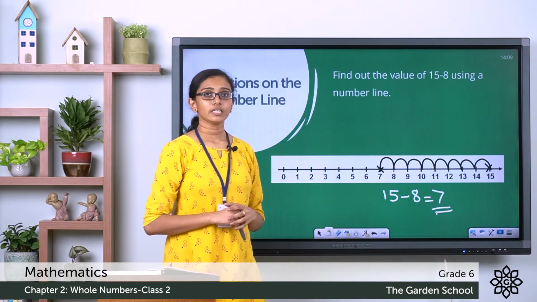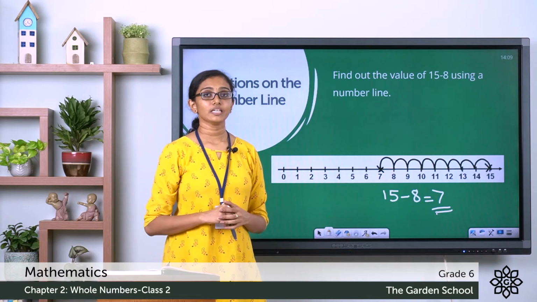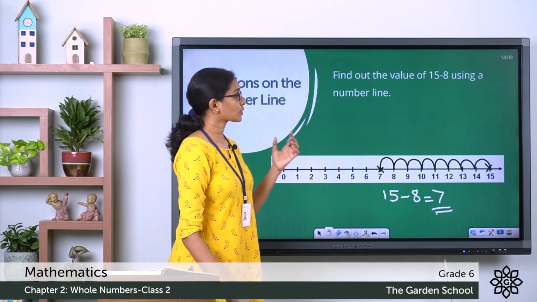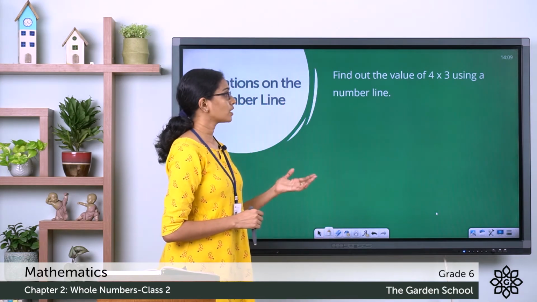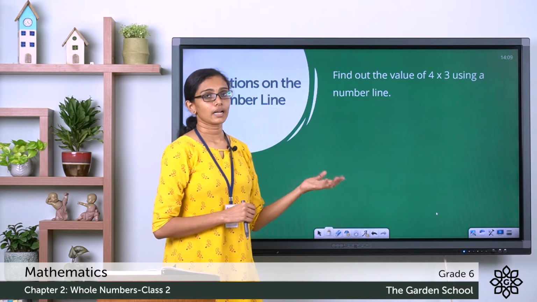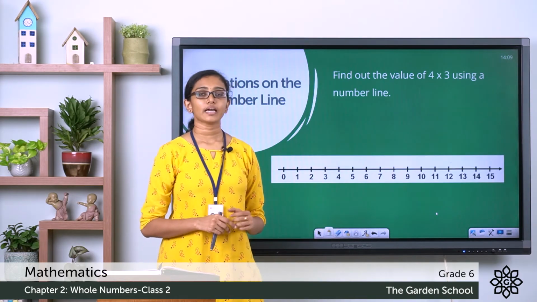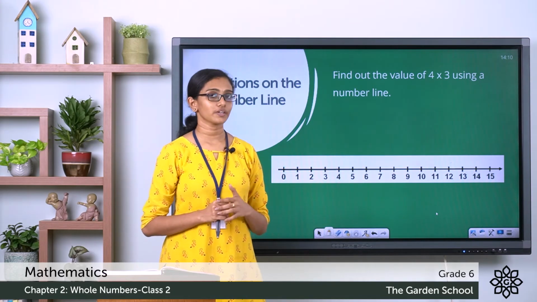Now that we have seen how to do addition and subtraction using number line, let's see what we can do about multiplication and division. So here is a question on multiplication. Find out the value of 4 times 3 using a number line. So first draw a number line. Then we can do this calculation in two ways. Let's see the first way.